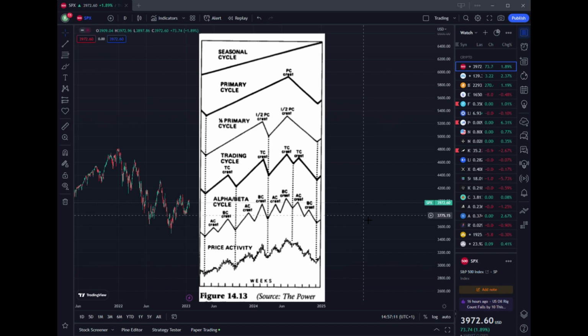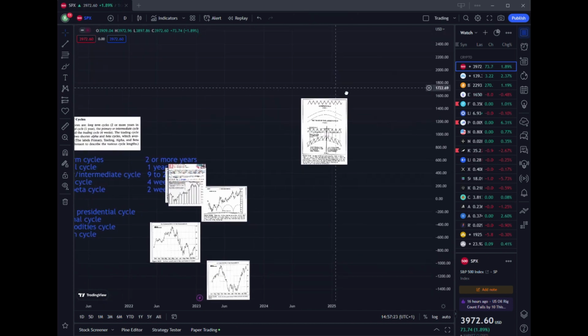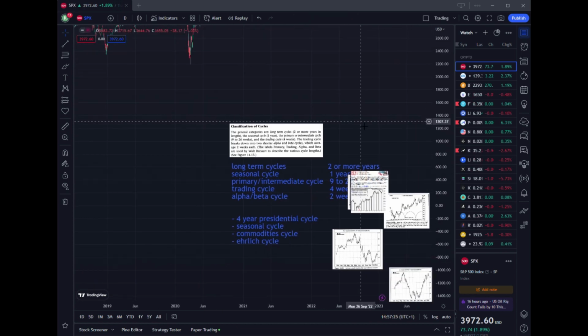And you have a primary cycle. They can divide it up into two things. Trading cycles are 4 weeks, I believe, and then you have alpha and beta cycles, which are going to be 2 weeks each, and most of the time it's up, down. And of course, the last one you have is the price activity.